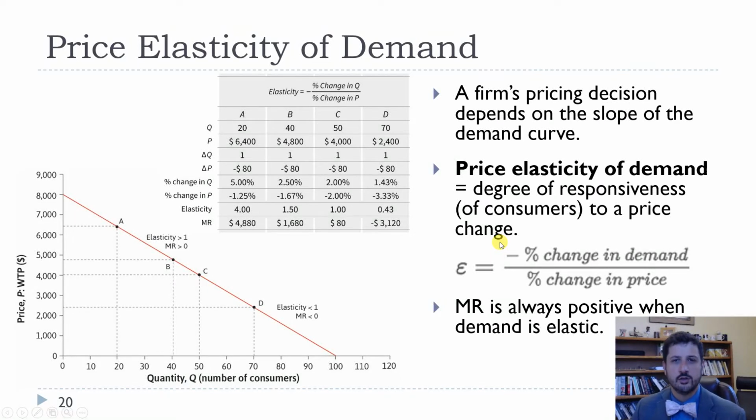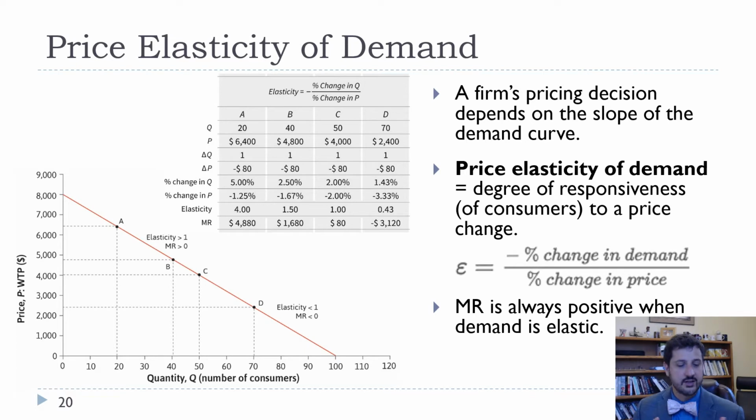So we said in an earlier video that demand curves slope down, right? As the price decreases, the quantity demanded increases, and as the price increases, the quantity demanded decreases. But that doesn't tell us how much the price changes due to a change in quantity or how much the quantity changes due to a change in price. And so in order to figure that out, which is going to be very important for a firm's pricing and output decisions, we need to calculate something called the price elasticity of demand.